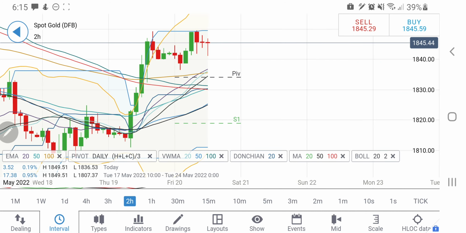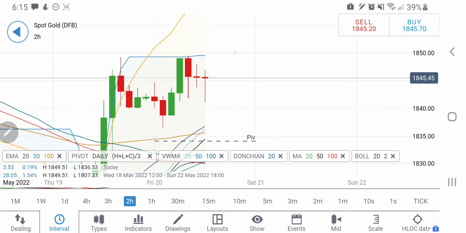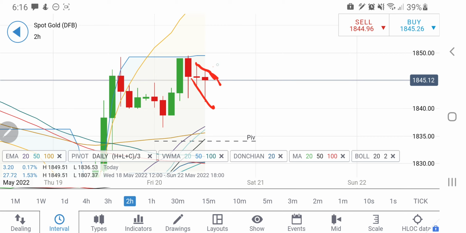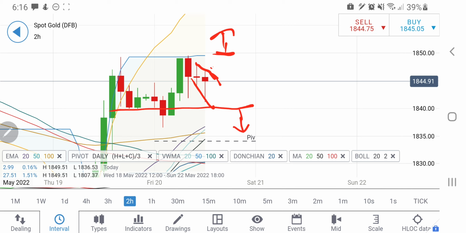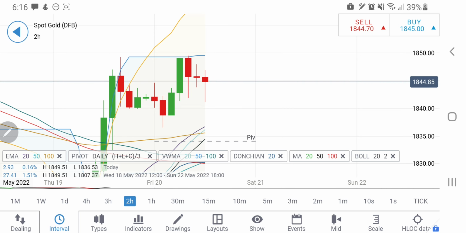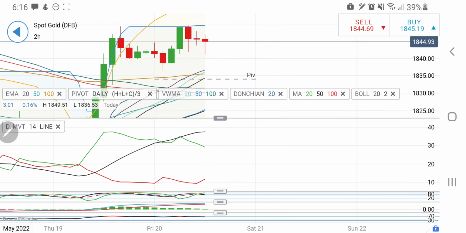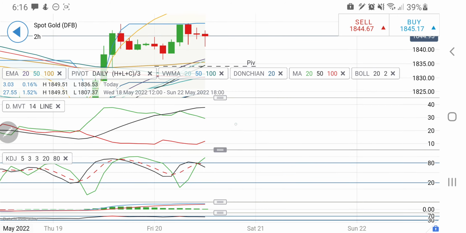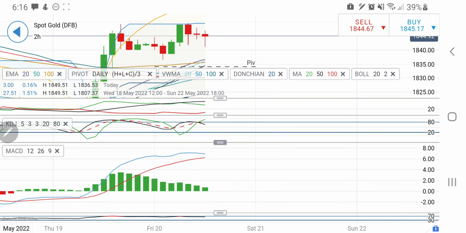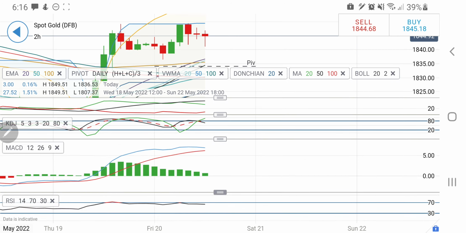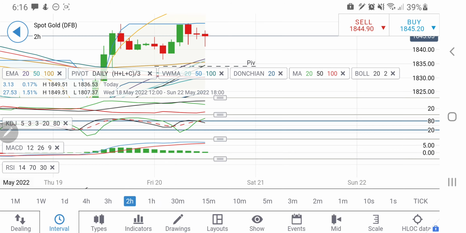On the 2-hour charts, similarly, if you see these last two candles, lower highs, lower lows. Go long only above 1850. Once you see it trading above 1850, you can go long. At the same time, once you see it trading below 1840, go short there. This is what is expected. Next target is going to be 1834, and then below that we may see 1830 levels. Directional movement is trying to converge on a sell side. Stochastic is looking downwards. MACD is trying to converge, and RSI is near overbought levels.